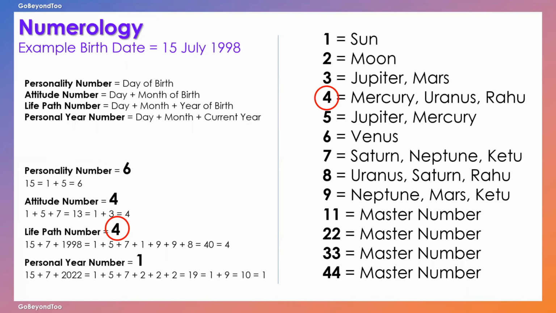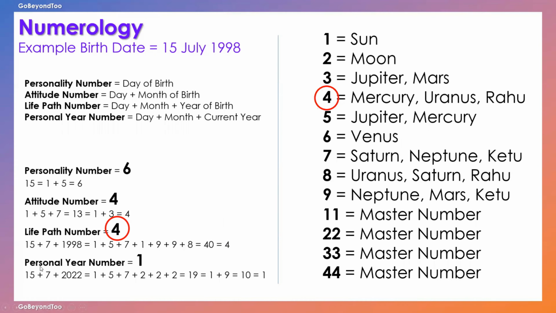The attitude number will be 1 plus 5 plus 7, which is the month of July, and the total is 13. You add 1 plus 3, and this will be reduced to the root number, which is 4. For the life path number, we're adding the day, the month, and the year of birth. So 1 plus 5 plus 7, which is the month, plus the year, which is 1 plus 9 plus 9 plus 8, equals 40. So 4 plus 0 is 4. That's the root number for the life path number for this person.